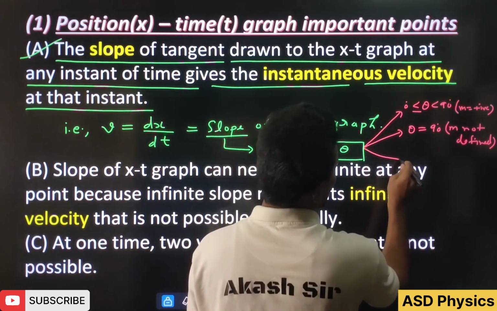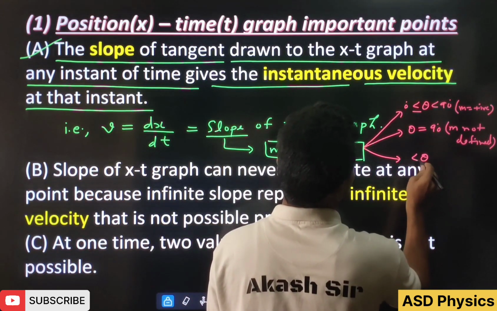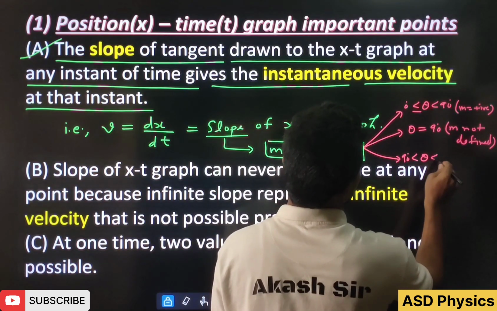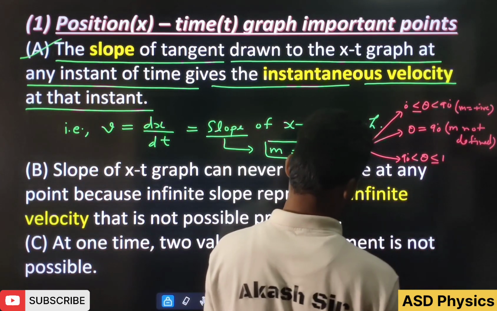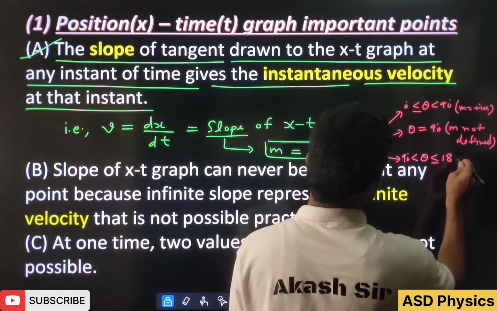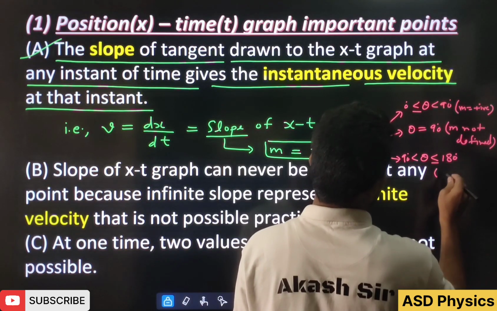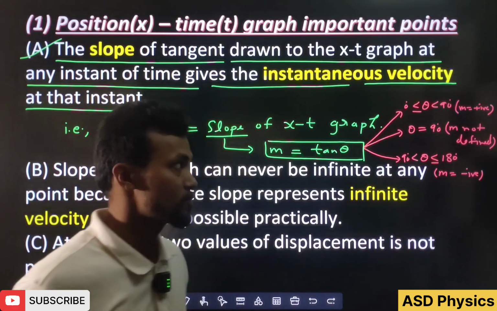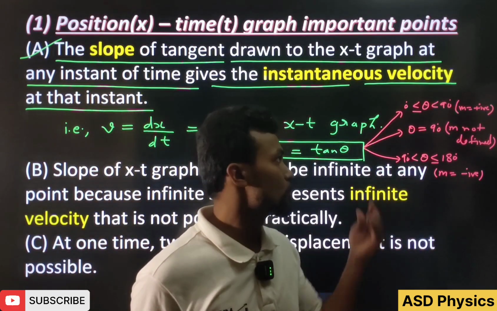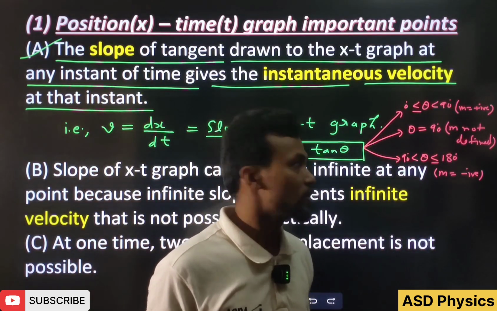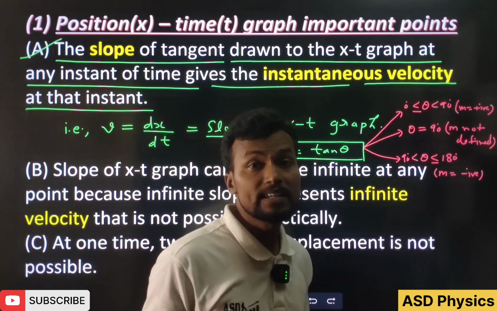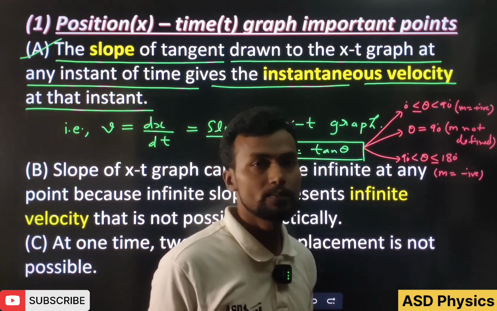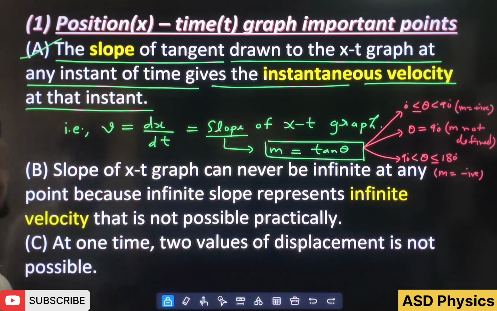Similarly, let's take theta greater than 90 degrees and less than or equal to 180 degrees. In this situation, the slope M will be negative, which is applicable in all situations. So for 0 to 90, slope is positive. At 90 degrees, slope is not defined. And when 90 to 180 degrees, that means an obtuse angle, the slope will be negative. Remember these basics.